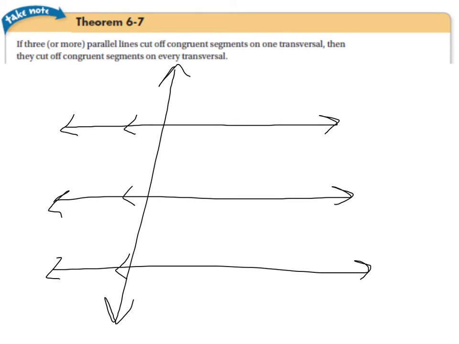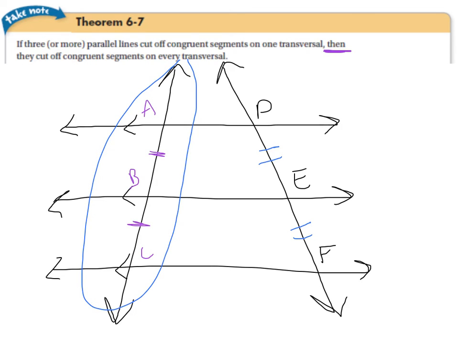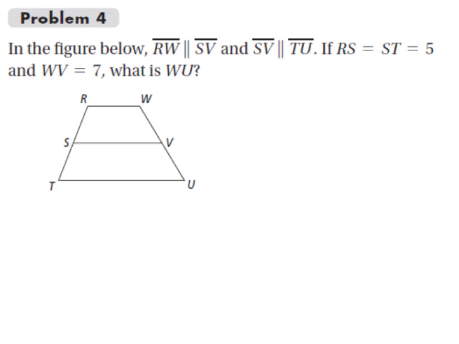If I label this A, B, C, if I know the length in between AB is congruent to BC, then, this is your then part. Then I know any other transversal cut by those parallel lines, and let's say I label those D, E, and F, those will also be congruent. So DE will be congruent to EF. So you have to first know this information, then you know any other transversal cut by those parallel lines will also have congruent segments.